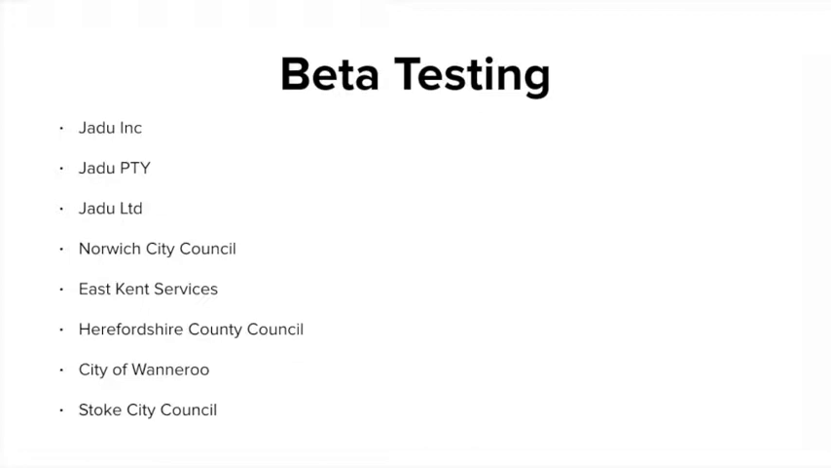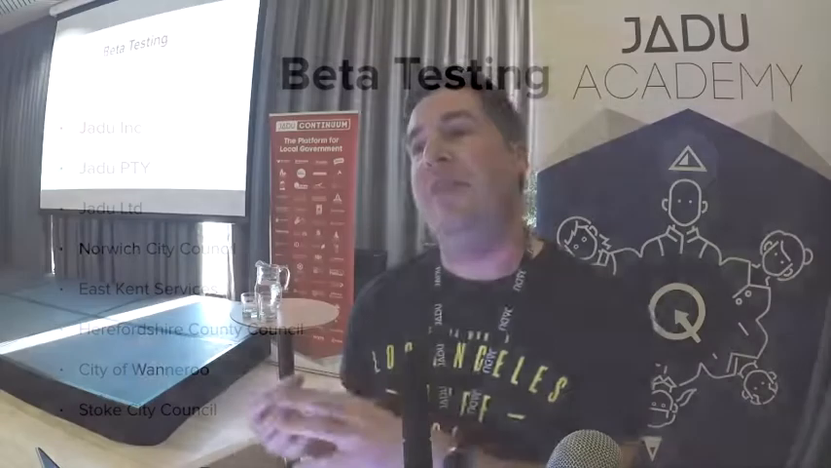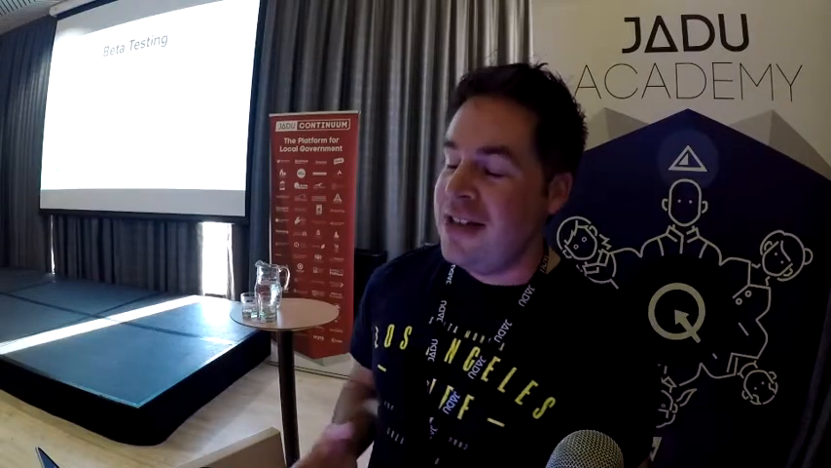So we've had the sort of Jadu organisations. So we've had Jadu Inc. over in America doing it, Jadu in Asia Pacific. We've also had Norwich City Council, East Kent Services, Herefordshire County Council helping us. City of Wanneroo, based in Australia, they've been kind of giving us feedback. And then also Stoke City Council have been giving us feedback. And the feedback that we've gathered so far is really good. Most of the feedback is positive, and people see the improvements.